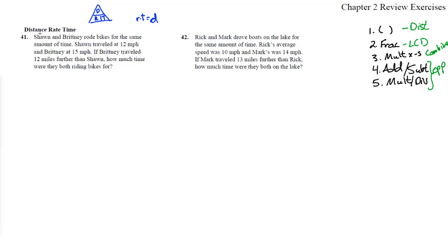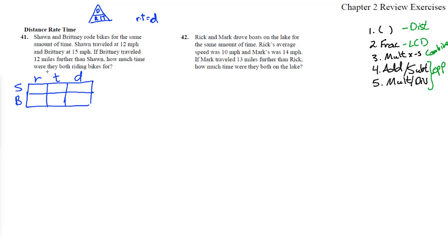All right, but these are the tougher ones. You have two people. So let's go through and draw our table. It says Sean and Brittany rode bikes for the same amount of time. So here we go. Sean and Brittany both have rate times time equals distance. So we're going to have 6 little sub boxes in there, and rate times time equals distance.